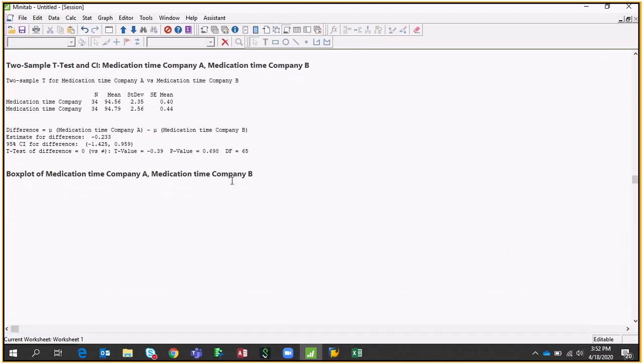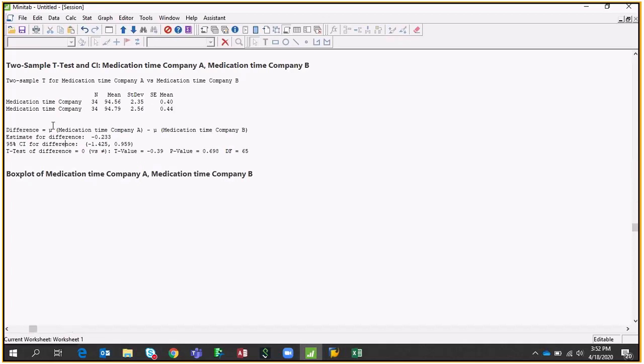If you see here, you have two data sets, one is the medication time from company A, and this is the medication time from company B, and these are their standard error of mean, and this is the standard error of mean of the other company. I already have a video on standard error. You can go there and check what exactly standard error is. Okay, so how this hypothesis testing is done in Minitab, it will take a difference.